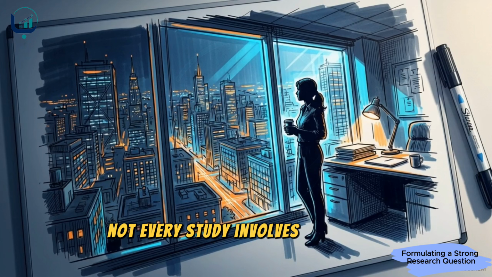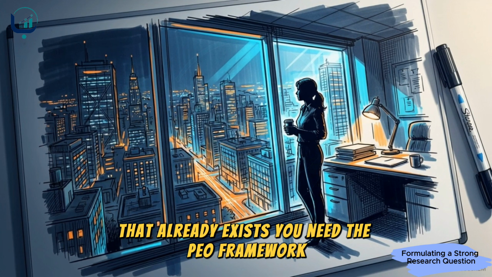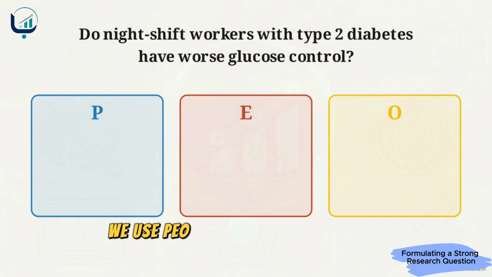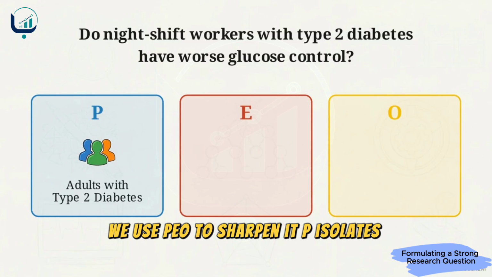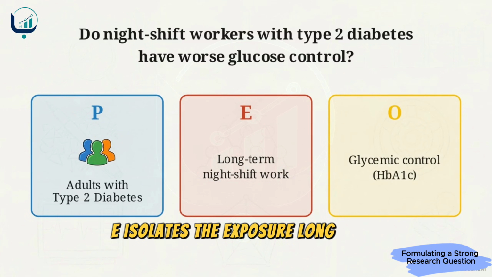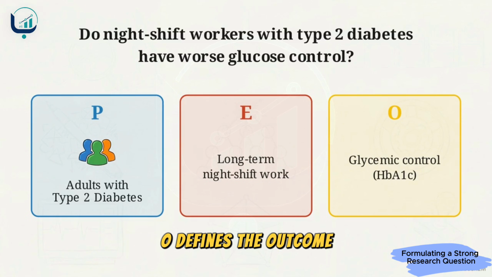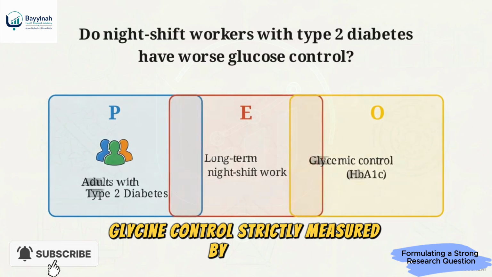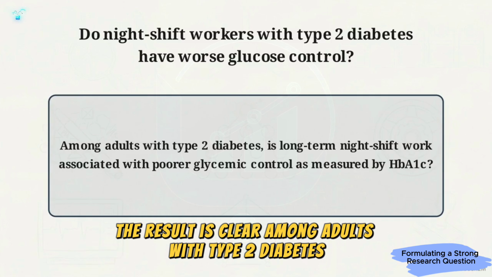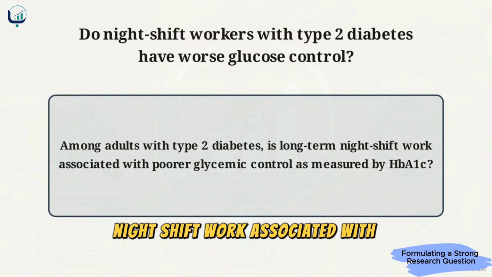Not every study involves assigning a treatment. When you are passively observing an exposure that already exists, you need the PEO framework. Take this observational idea. Do night shift workers with type 2 diabetes have worse glucose control? We use PEO to sharpen it. P isolates the population, adults with type 2 diabetes. E isolates the exposure, long-term night shift work. O defines the outcome, glycemic control strictly measured by HbA1c. The result is clear. Among adults with type 2 diabetes, is long-term night shift work associated with poorer glycemic control as measured by HbA1c?